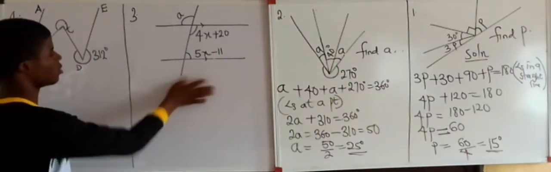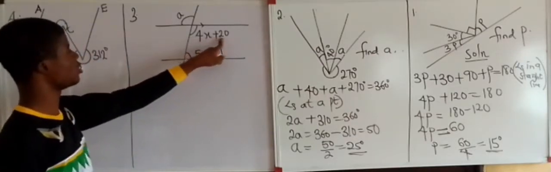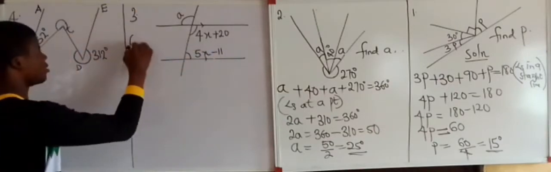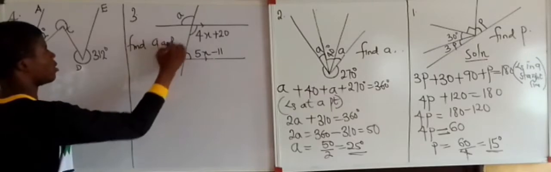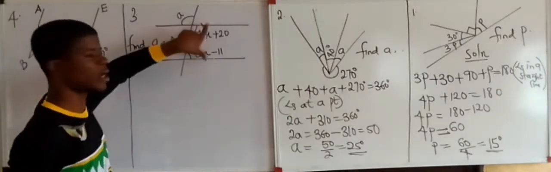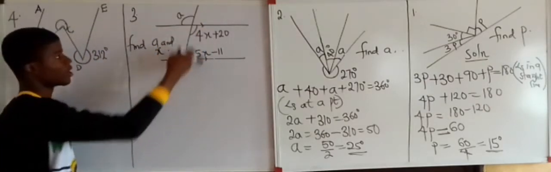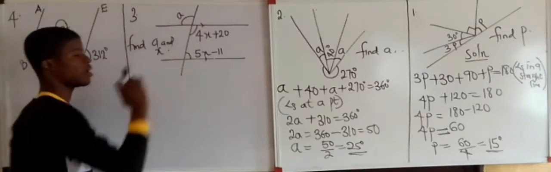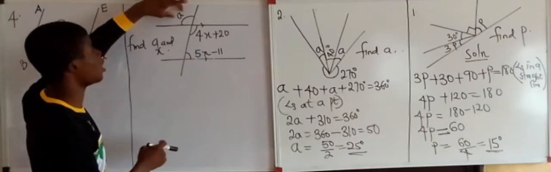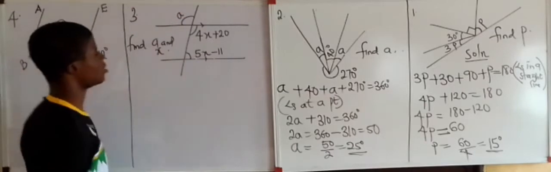Now over to this third question. I have 4x plus 20. I have 5x minus 11. I have A. I'm asked to find A and x. Now, these are two parallel lines. And this line is a transversal, and it is cutting these two parallel lines. As a result, I have two unknown angles here. I have A, and I have the value of this angle and this angle here.